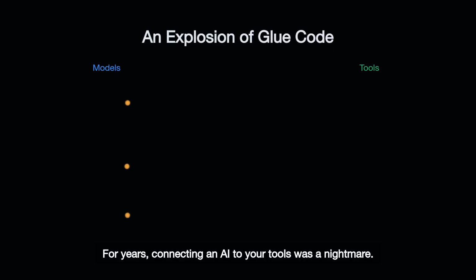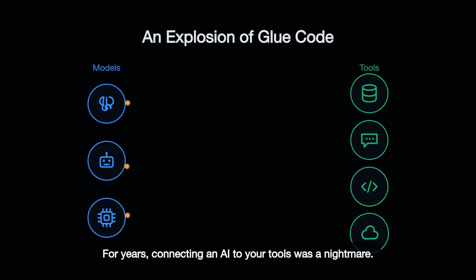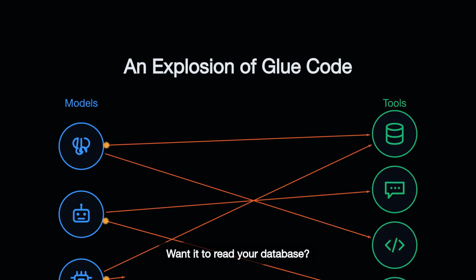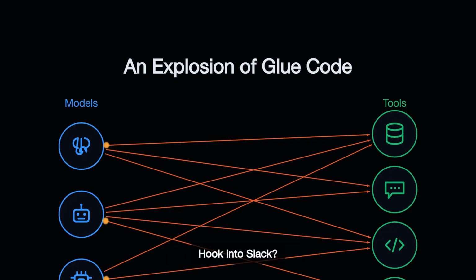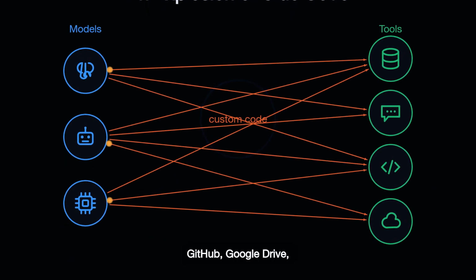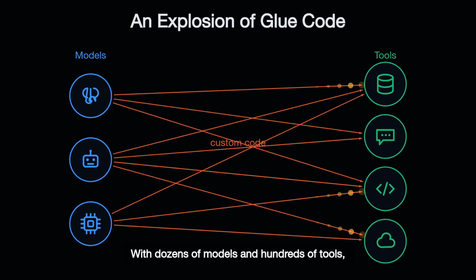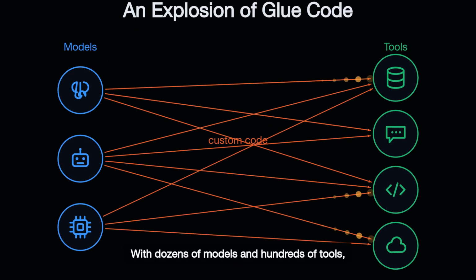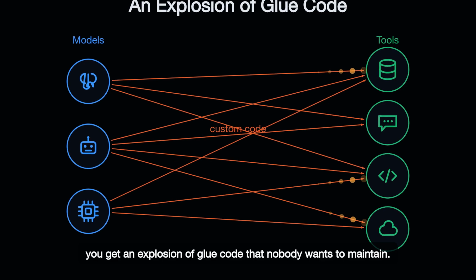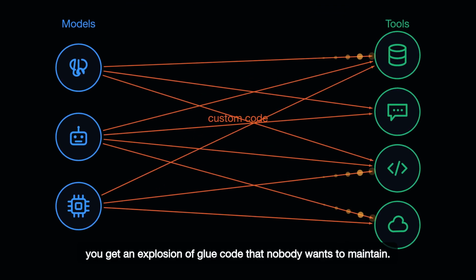For years, connecting an AI to your tools was a nightmare. Want it to read your database? Write custom code. Hook into Slack? More custom code. GitHub, Google Drive, your internal API. Every single connection was built from scratch. With dozens of models and hundreds of tools, you get an explosion of glue code that nobody wants to maintain.